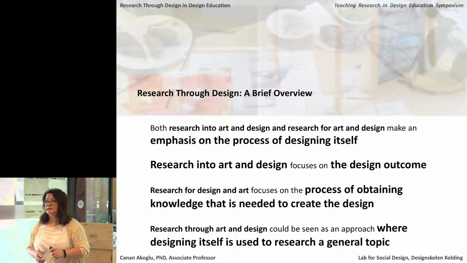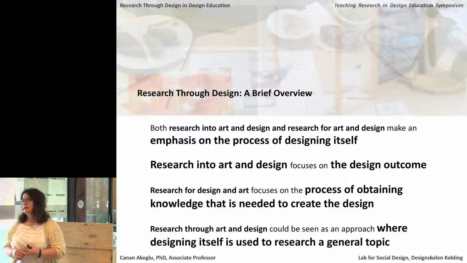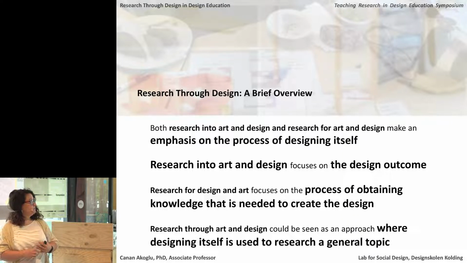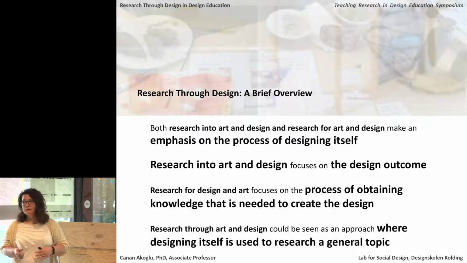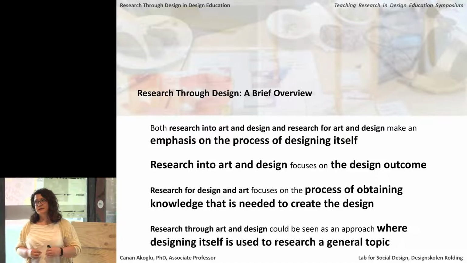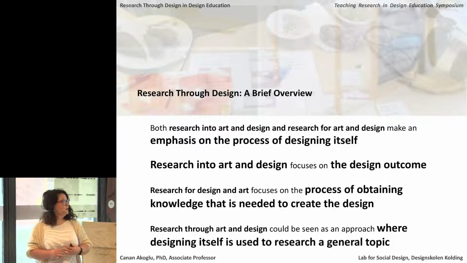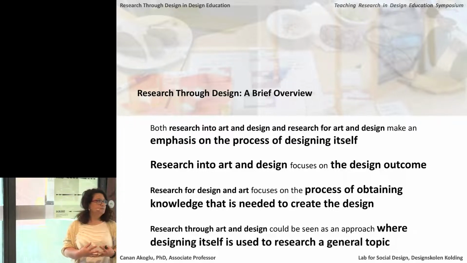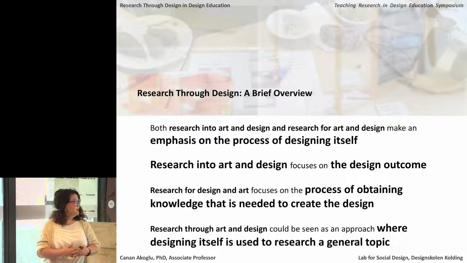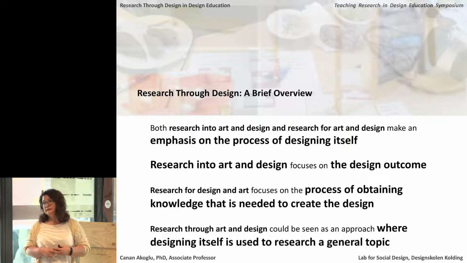To continue a bit more, what do these three combinations of research through design look into? I'll start with the research into art and design and research for art and design. They both make an emphasis on the process of designing itself. Research into art and design focuses on the design outcome. Research for art and design focuses on the process of obtaining knowledge that is needed to create the design itself.